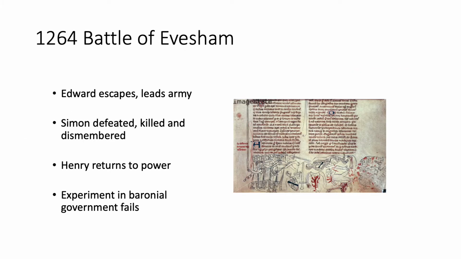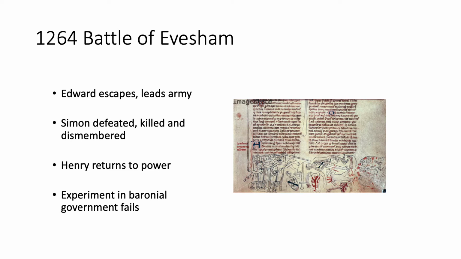Eventually, Edward is able to escape his confinement. He raises an army. He leads the king's army against Simon and the barons at the Battle of Evesham. Simon himself is killed. You can see this depiction. He's killed and he's horribly dismembered on the battlefield, the ultimate sign of retribution.